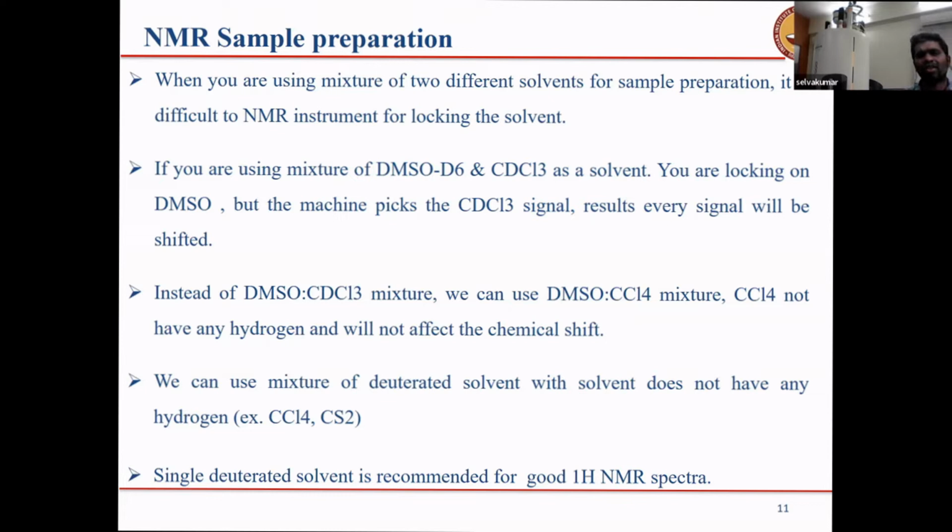For other nuclei, we can work without locking, because the proton spectral width is very small. So particularly if you are taking proton NMR spectra, we must use deuterated solvents. For other nuclei, we can use non-deuterated solvents also, like chloroform or methanol, whatever solvent. But particularly for proton NMR, we need to use only deuterated solvents. For F19, P31 and those nuclei, there is no need for a deuterated solvent. If we have it, we can use it, otherwise it's not a problem.